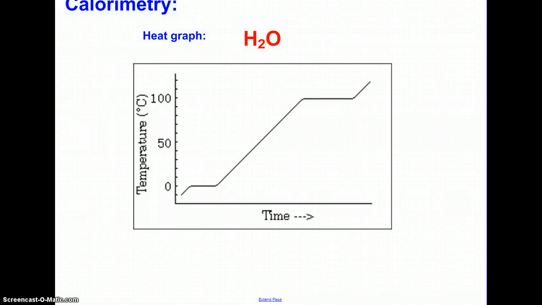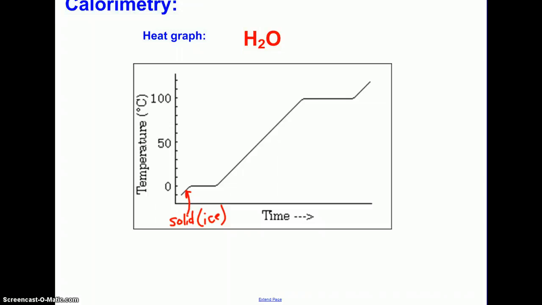Okay, we'll start at the bottom. It doesn't matter, you can analyze the heat graph on the way up or on the way down. But what we know in that process right there is that the H2O is in solid form. And of course we call that ice.